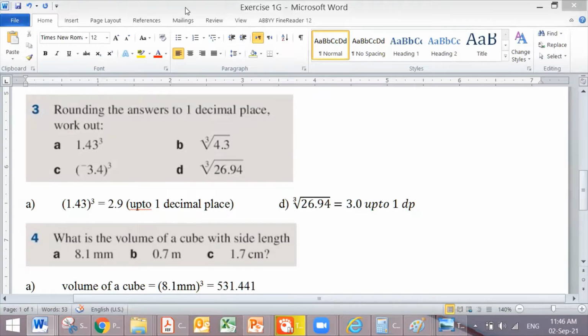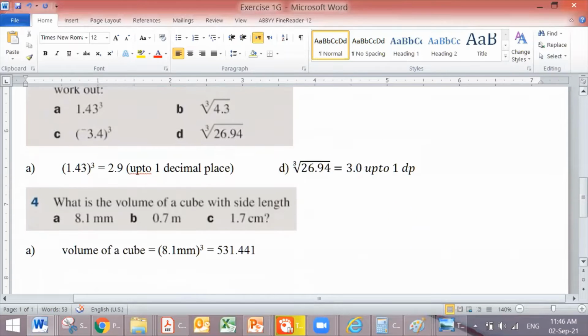What will be the unit of this? I am asking about the unit of this question which I have just solved. I have just solved 8.1 millimeter, and I have just cubed it. What unit should I write here?